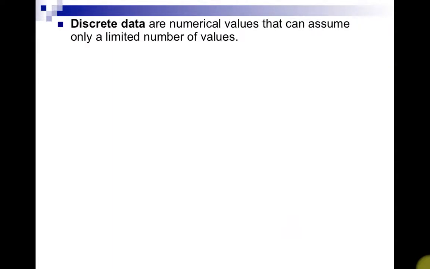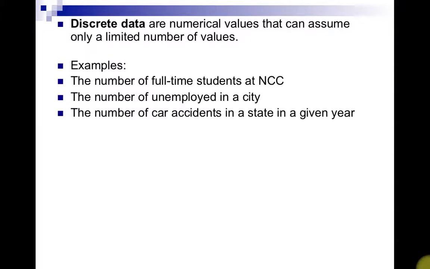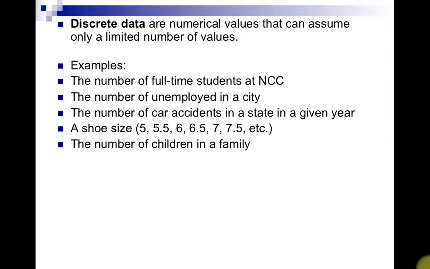Discrete data are numerical values that can assume only a limited number of values. Okay, so I know it's confusing, just hold on. An example of discrete data: the number of full-time students at Nassau Community College, the number of unemployed people in a city, the number of car accidents in a state in a given year, a shoe size: 5, 5.5, 6, 6.5, 7, 7.5, etc. The number of children in a family, the number of eggs that a hen lays.